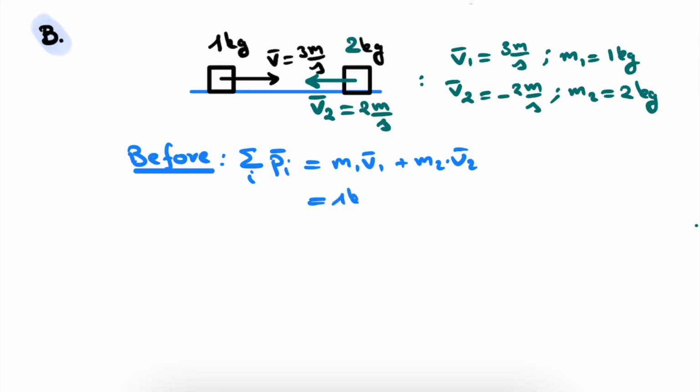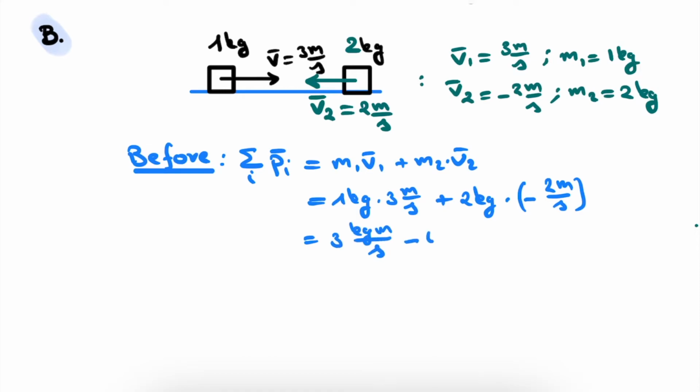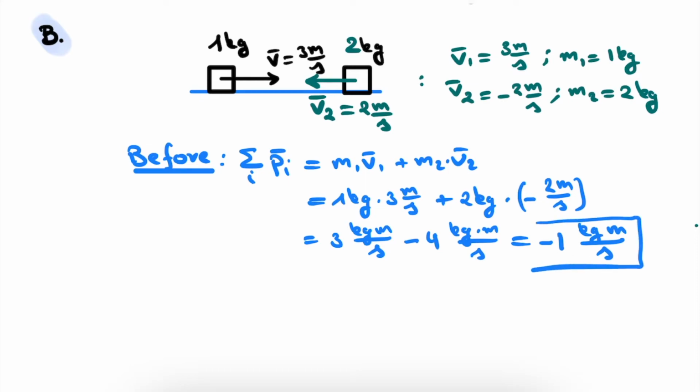m1 is 1 kilogram, v1 is 3 meters per second, plus the mass of the second object, which is 2 kilograms, and the velocity of the second object is minus 2 meters per second. Adding these up, we have 3 kilogram meters per second minus 4 kilogram meters per second, which results in a total momentum of minus 1 kilogram meter per second. And we see here a minus 1.